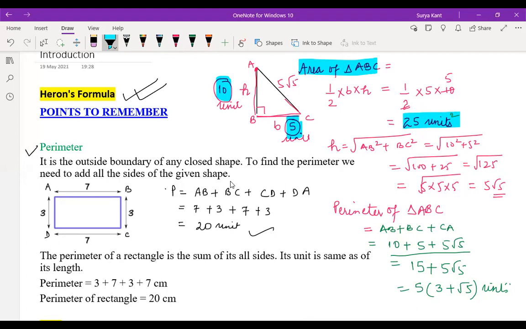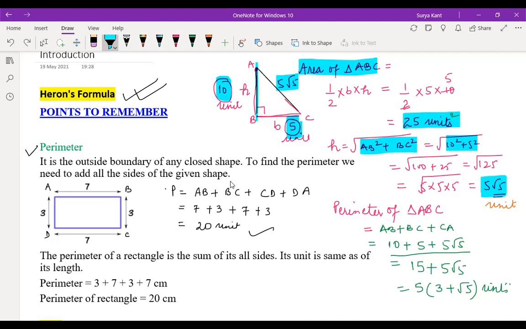Similarly, if you want to find the hypotenuse of this, you can use Pythagoras theorem, that is AB square plus BC square. 10 square plus 5 square, we are getting here 5 root 5 units. If you want to find perimeter of this triangle, we have to pass through all the sides. Okay, so AB, BC, and CA.